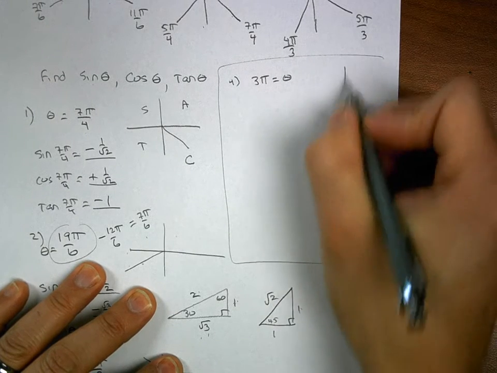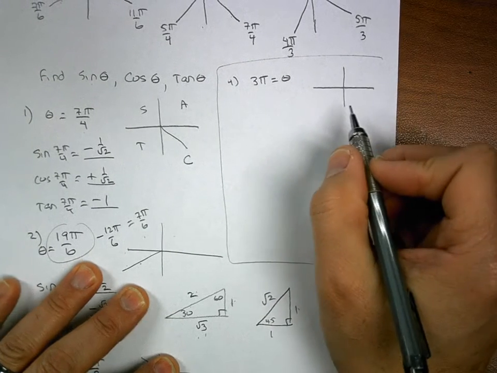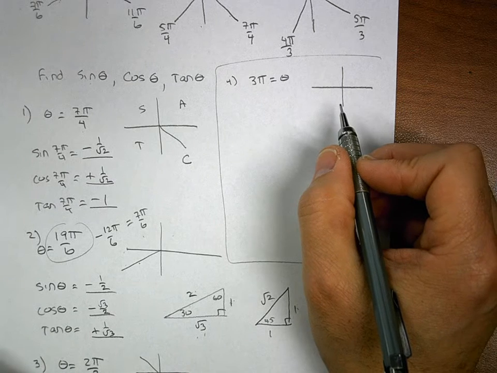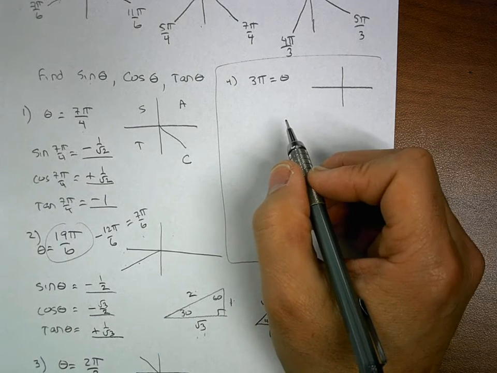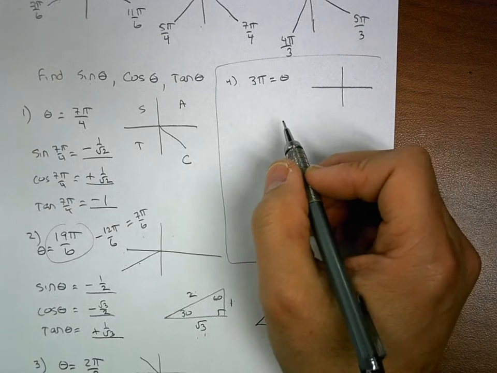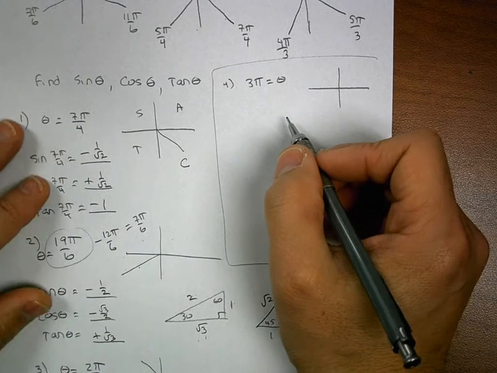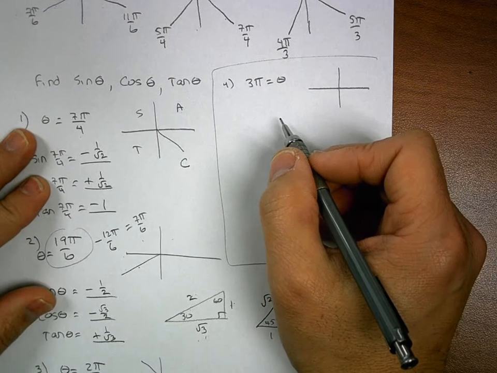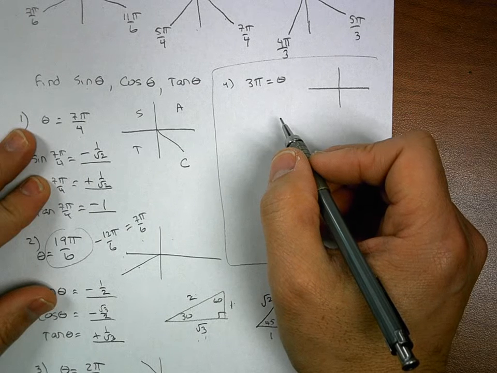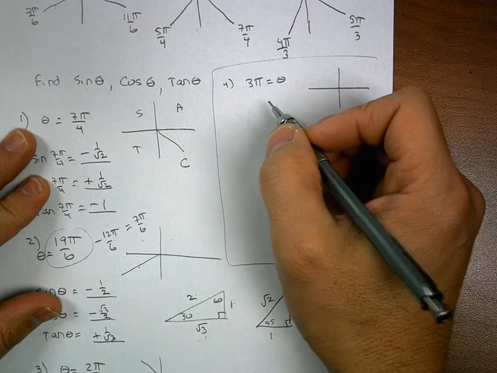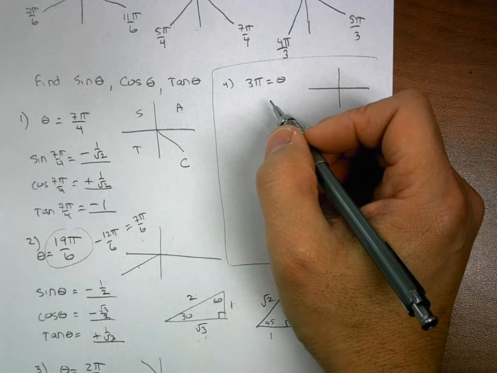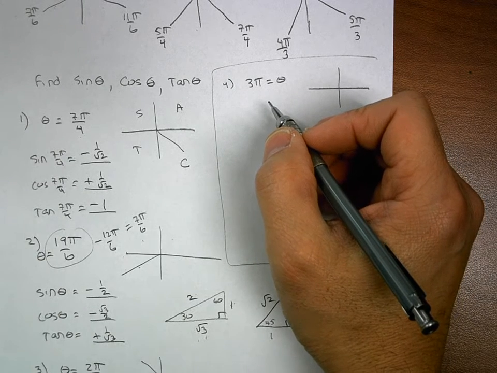So let's go ahead and plot that. And then we'll find the sine of 3 pi, cosine of 3 pi, and tangent of 3 pi. Well, 3 pi. Is that more than 2 pi? Is this more than 360? Yeah, it is. So what do we do? Looks like it's going to be subtracted. We can count, or let's go ahead and subtract 360. Let's go ahead and subtract 2 pi from that.